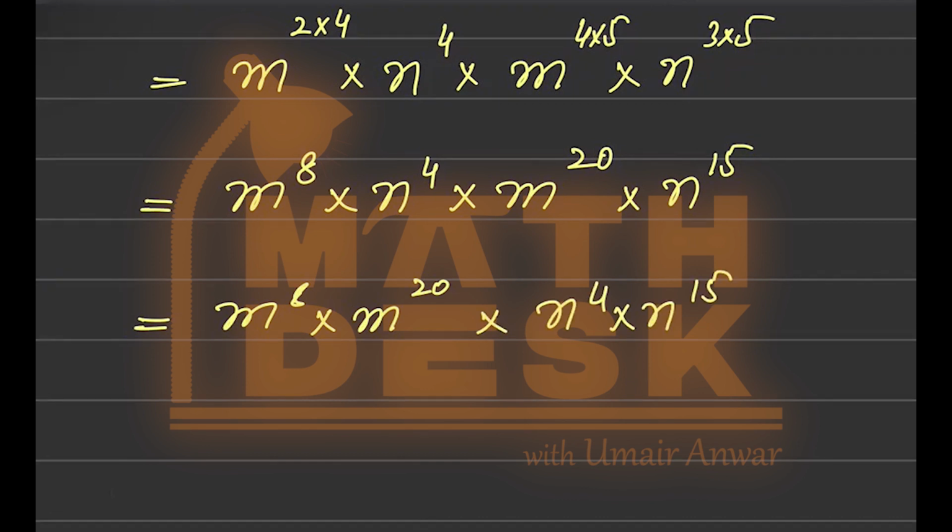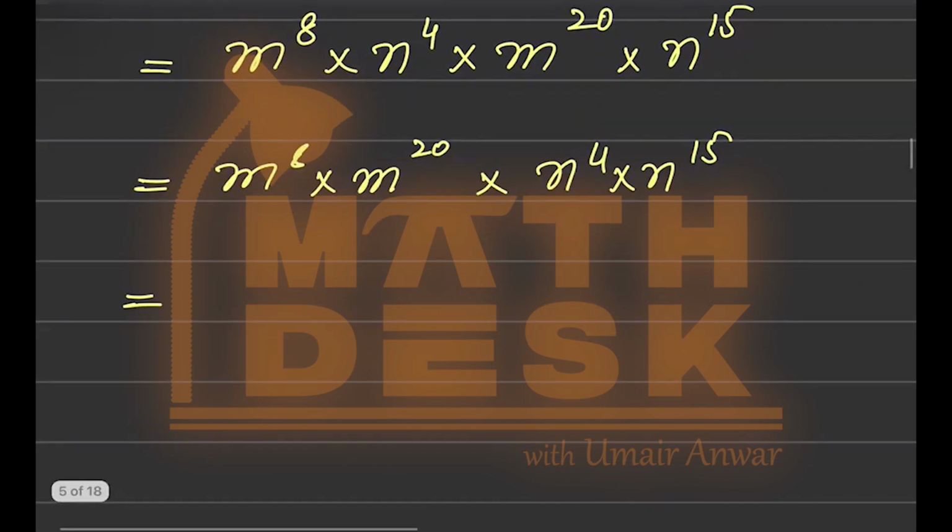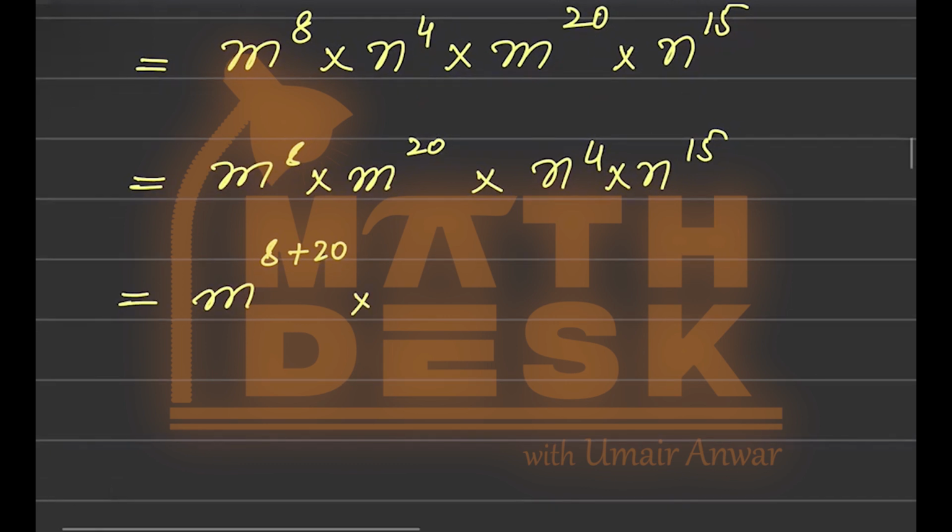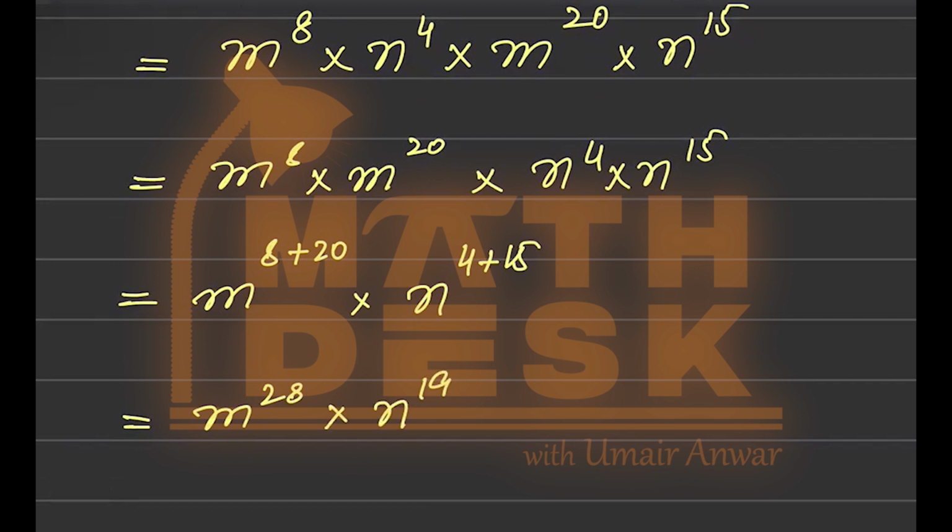The first law of indices would be applicable over here. Same bases are being multiplied, so their powers or indices should be added to each other. So we get m raised to 28 into n raised to 19 as the final answer of this part.